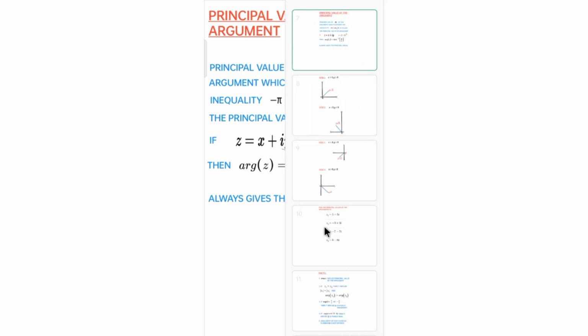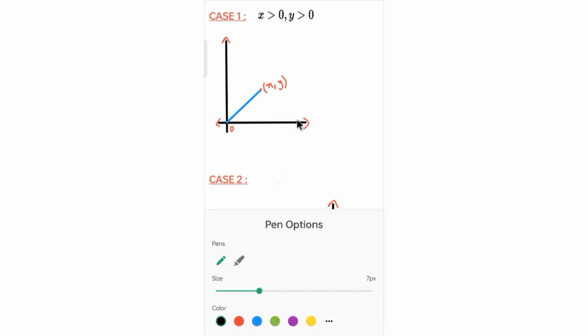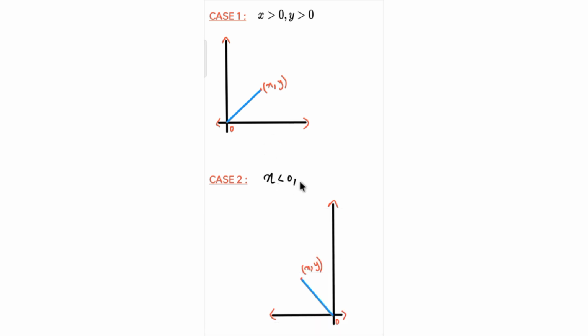So how do we write it? I have taken various cases. Case 1 is x greater than 0, y greater than 0, so first quadrant. Case 2, there is a typo here, so I'll just write it again: x less than 0 and y greater than 0. So this is our case 2.